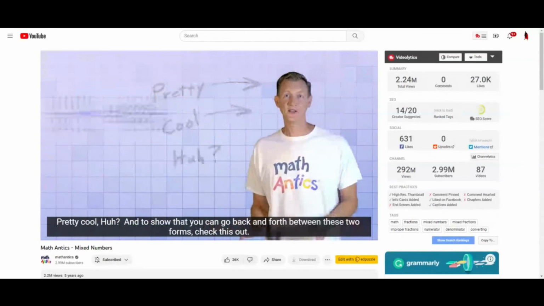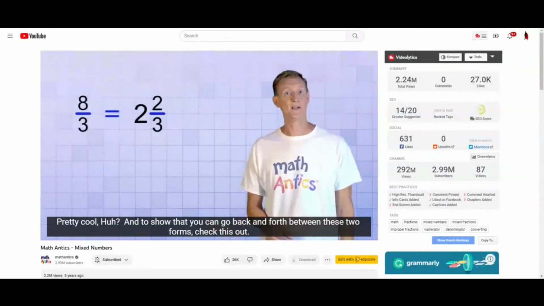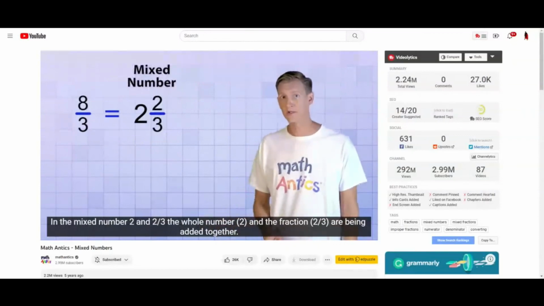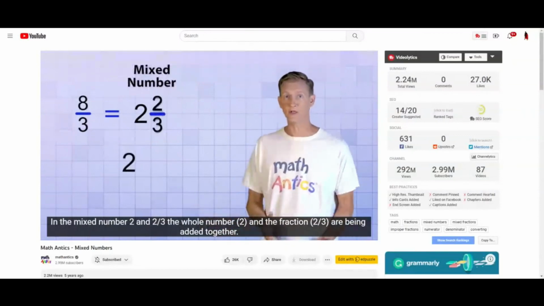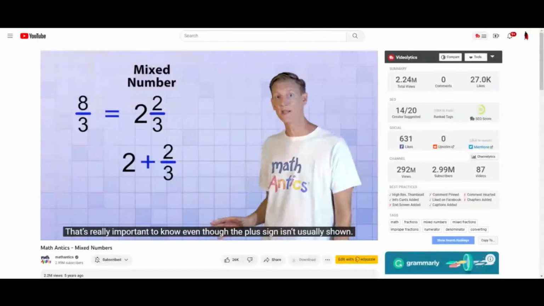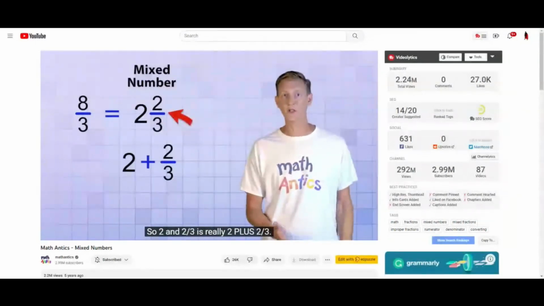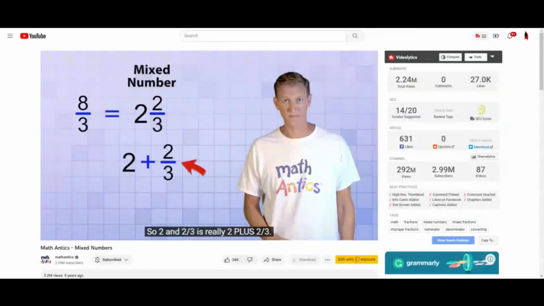Pretty cool, huh? And to show you that you can go back and forth between these two forms, check this out. In the mixed number 2 2/3, the whole number 2 and the fraction 2/3 are being added together. That's really important to know, even though the plus sign isn't usually shown. So 2 2/3 is really 2 plus 2/3.